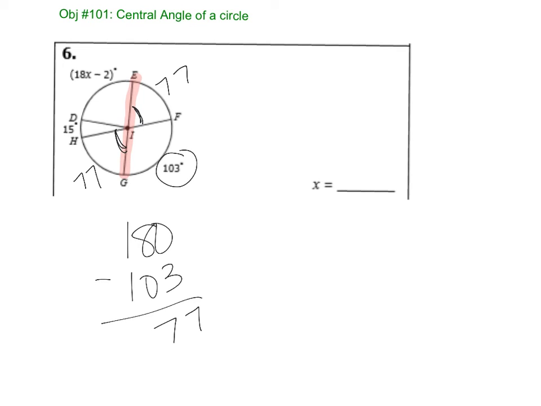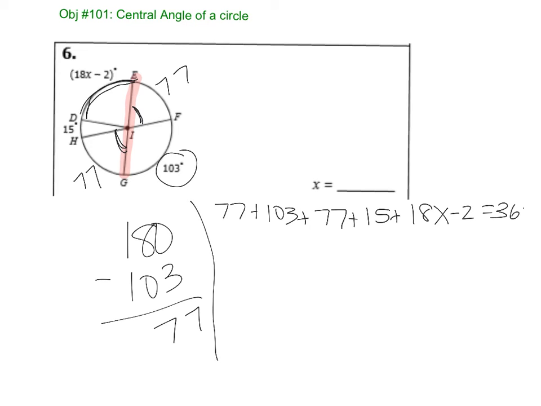What would I do to solve for x? Well, I don't know what this can equal, right? But there's again a couple ways to do it. Let's do everything adds up to 360. So I have 77, 103, 77, 15, 18x minus 2. And all of that adds up to 360. We also could say, oh, well, I have my diameter here, so that all adds up to 180. We could do that also.